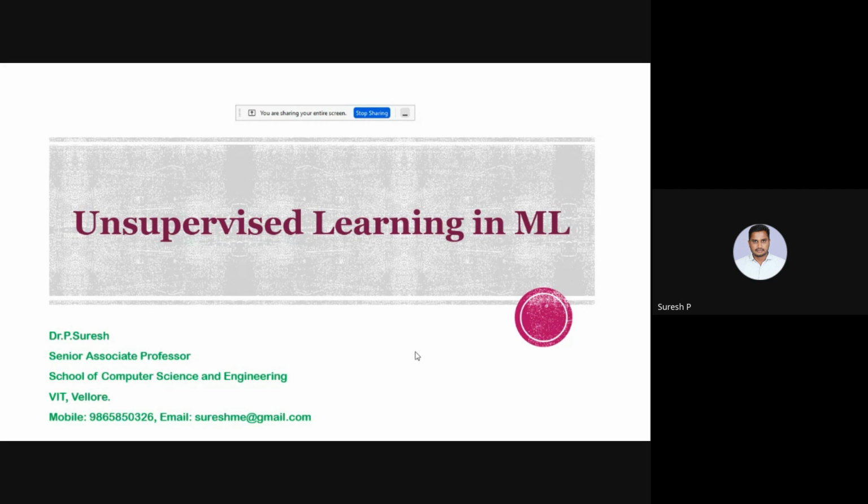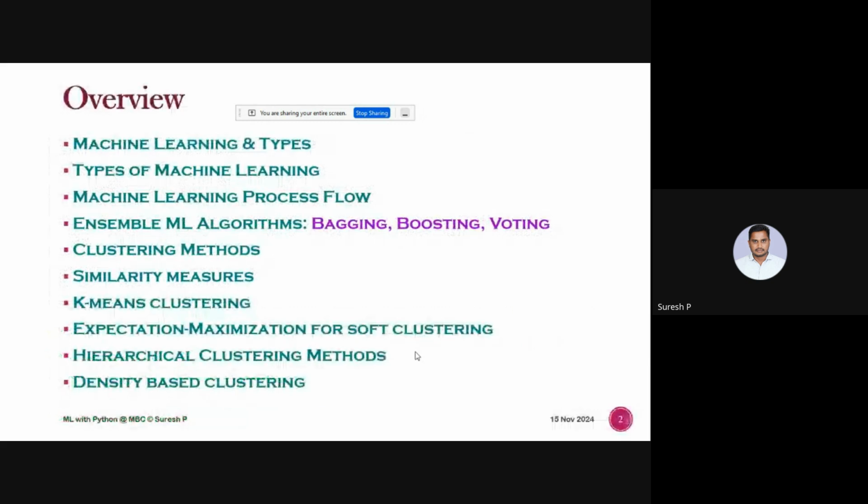So we are going to discuss unsupervised learning in machine learning. This is the overview of the topics we are going to discuss in today's session. First, we are going to briefly recall machine learning and its types, the machine learning process flow, and ensemble machine learning algorithms, in which we are going to cover bagging, boosting, and voting. Then we are going to discuss the different clustering methods.